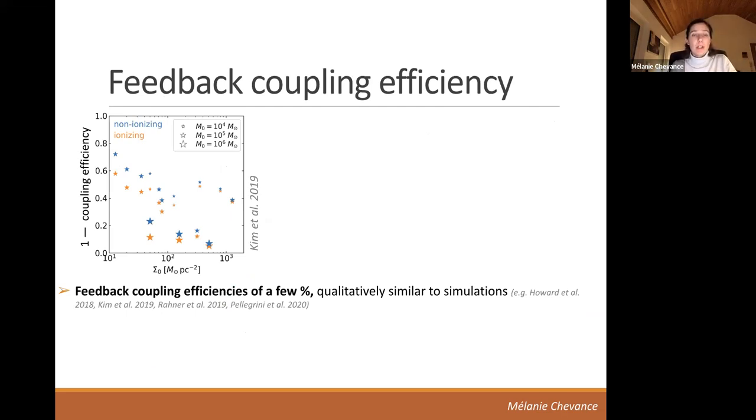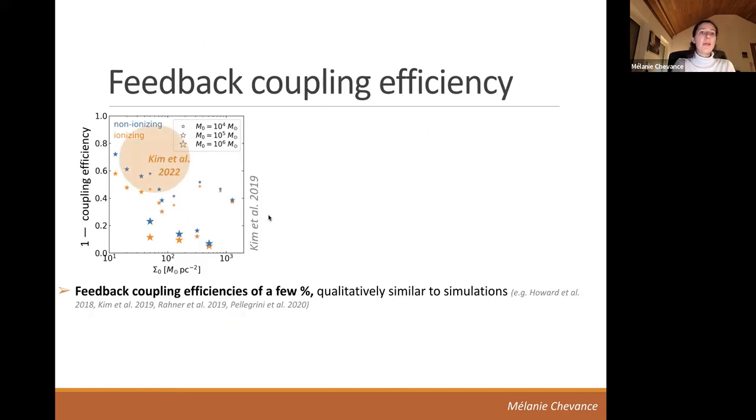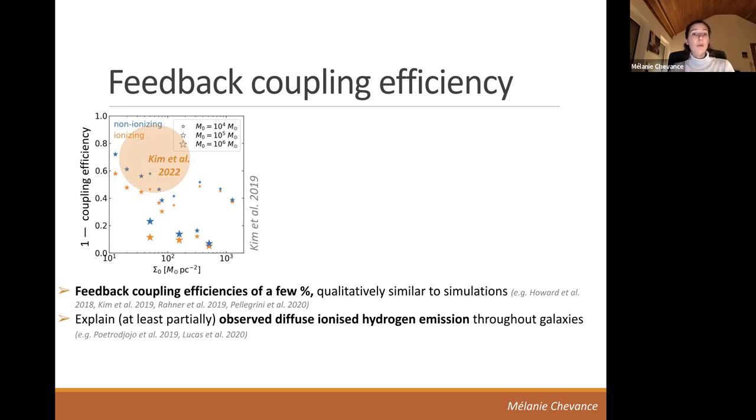So we can measure this coupling efficiency between the feedback mechanism and the surrounding gas by basically measuring the distance of the data points to the one-to-one relation. If we do that, what we measure is a coupling efficiency of a few percent. That's qualitatively similar to simulations, although detailed comparison is actually very difficult, so I'm not attempting that here. But the fact that the coupling efficiency is only a few percent means that tens of percent of the energy or photons leak out of the cloud. And that would explain, at least partially, the observed diffuse ionized hydrogen emission that we see throughout galaxies, propagating outside of just the H II regions that they originate from.